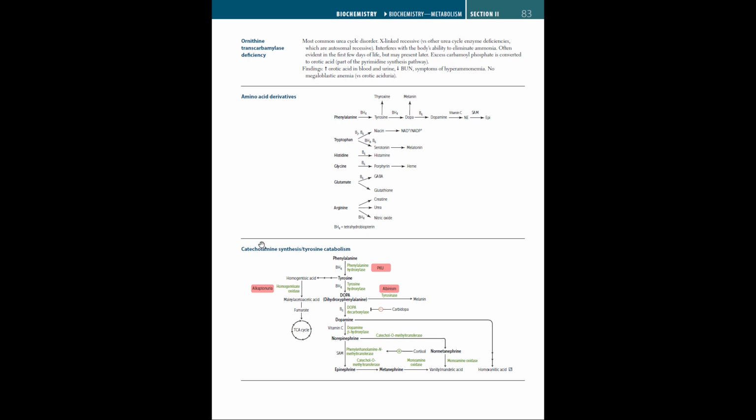Next, we have a diagram depicting the catecholamine synthesis, or tyrosine catabolism. Now, during this cycle, if there's a defective homogentisate oxidase enzyme, the patient has alkaptonuria. If there's a defective phenylalanine hydroxylase, PKU could be the possible cause, as well as tyrosinase deficiency leading to albinism.